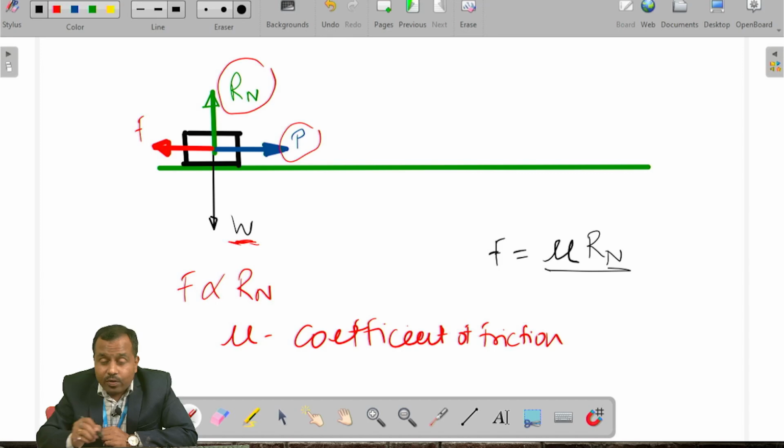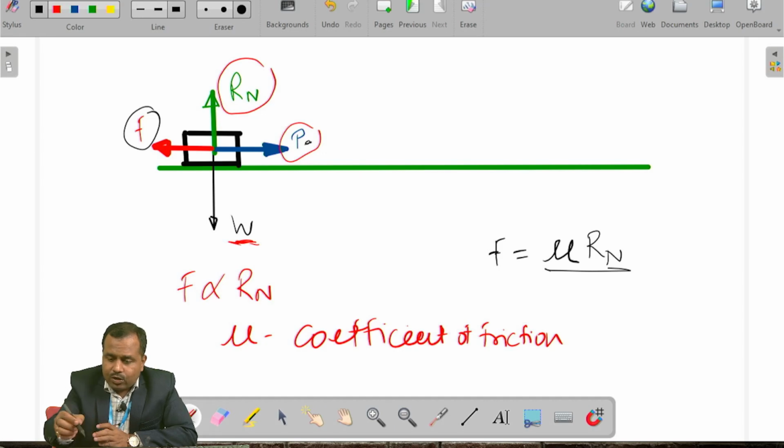Now, how to calculate the F? It is the product of mu and Rn, as we know, but here we are going to produce the relation between the applied force P and the frictional force F. So we are going to calculate what amount of effort is required to move this particular object towards the right side.